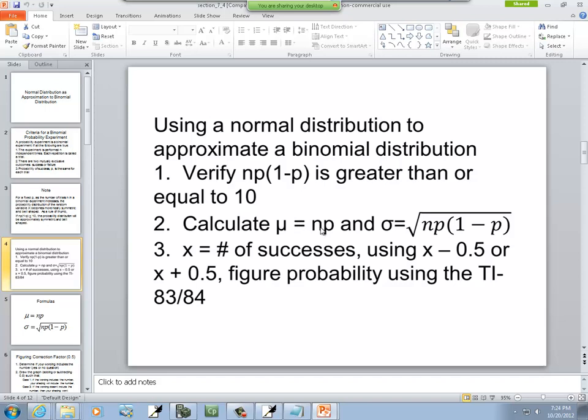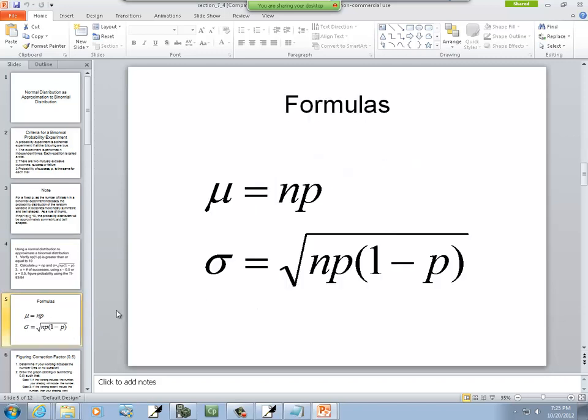Calculate your mean. Mu is equal to n times p, and sigma is the square root of n times p times 1 minus p. And then x is equal to the number of successes, using x minus 0.5 or x plus 0.5. That's our correction factor, because we're approximating a binomial distribution, a discrete distribution, using the normal, which is continuous. So we have to have that correction factor. It's always 0.5, so it never changes. Not 0.2 sometimes, 0.7 other times. Always 0.5. Now here are these formulas again, just to really emphasize it. Mean is n times p. Sigma is equal to the square root of n times p times 1 minus p.